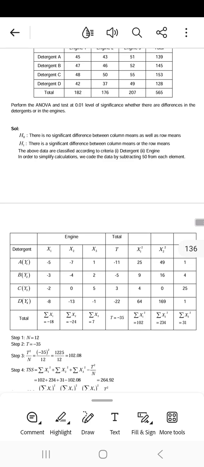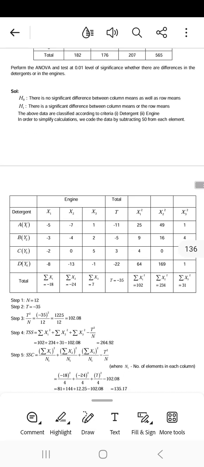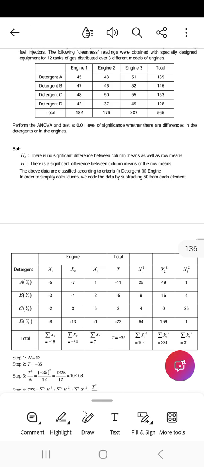Let us take H1, the alternative hypothesis: there is a significant difference between the column means or row means. That is, the above data are classified according to two criteria. One is detergent and another one is engine.